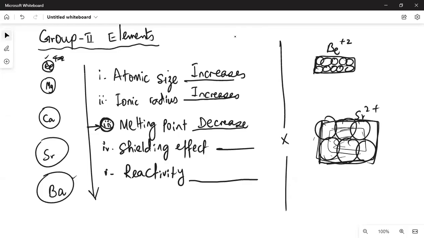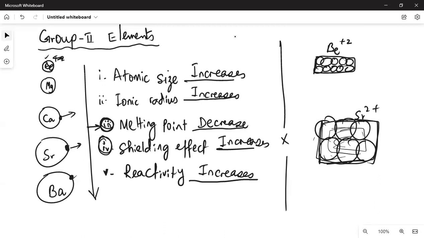Shielding effect. Could someone tell me what would be the shielding effect down the group? Increase होगा, decrease होगा? Increase होगी sir. Increase होगा. Increase होगा, good. Because shielding effect depends on number of inner shells, and as we go down, the number of inner shells increase, hence shielding effect increases. Reactivity increase भी होगी. And reactivity also increases, because as we go down, metals become bigger, and metal's reactivity is directly proportional to its size, because metal has to lose electron. If metal is big in size, it could actually lose that outer shell electron easily. So reactivity down the group increases.